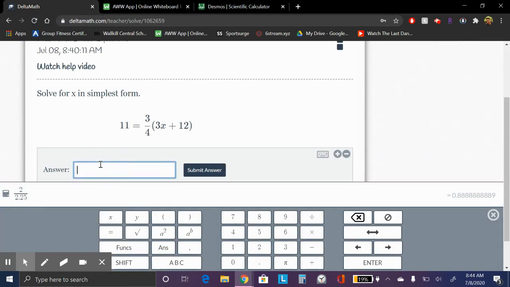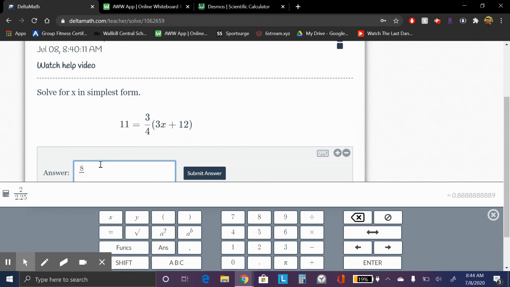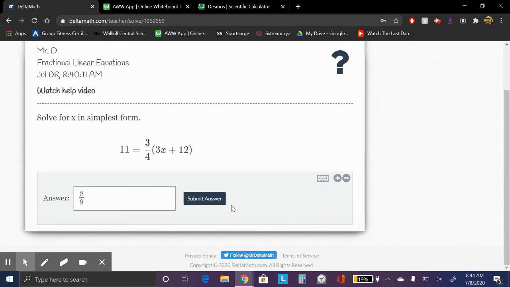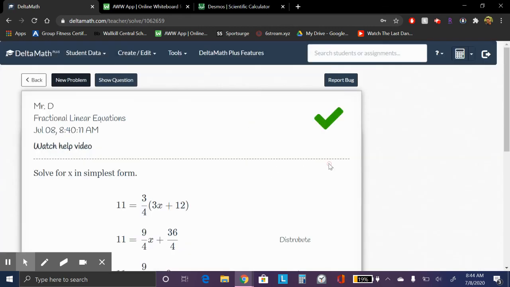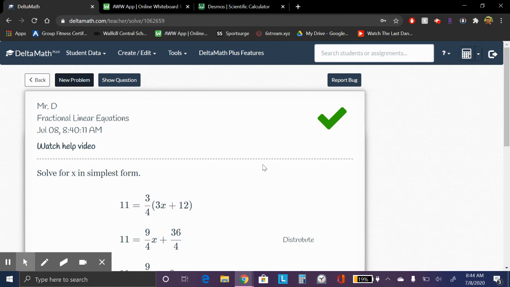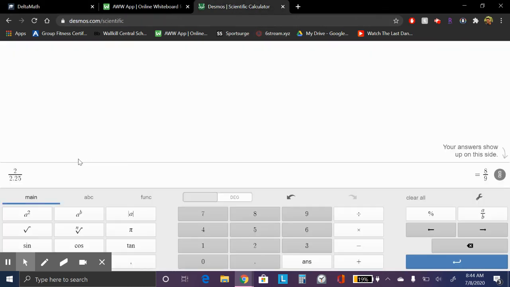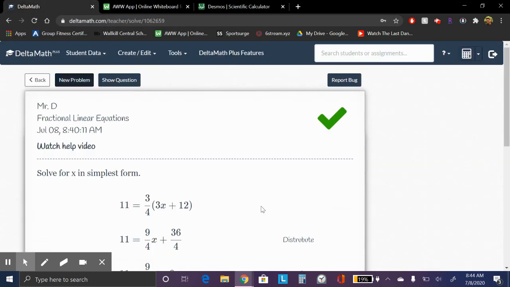So we put 8/9. Don't need this thing anymore. Submit. Yes. Bam. Okay. So again, I would recommend with fractions, you use the Desmos calculator. I'll put that link up on Schoology so you guys can have that.